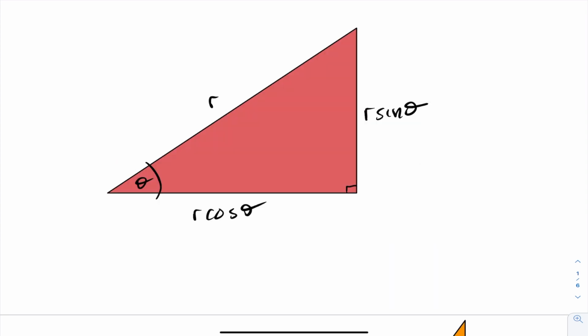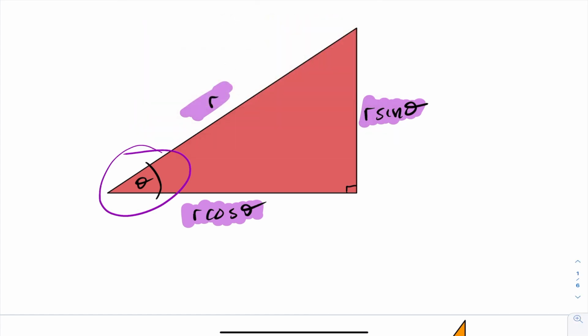So this summarizes our results above. For a right-angled triangle with a hypotenuse of r, I know the length of this leg of the triangle will be r sine theta, and the length of this leg of the triangle will be r cos theta. So let's take a look at how we can use this result to solve right-angled triangles.